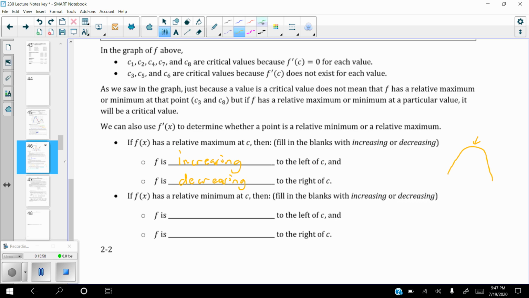Likewise, for you to have a minimum value, that means you have to have something at the bottom, which means that in order for this to be a minimum, to the left of c, the function must be decreasing. And then to the right of c, the function must be increasing.